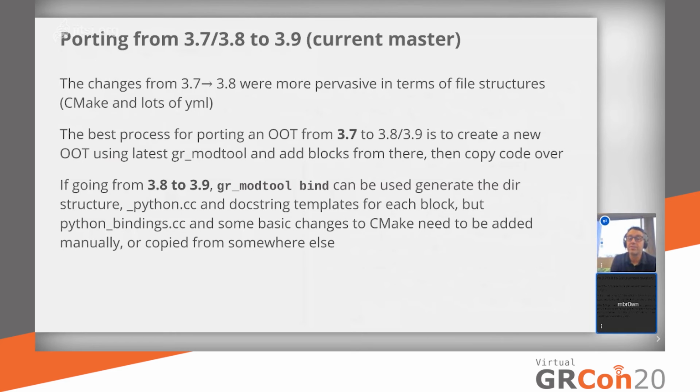Now, if you're going from 3.8 to 3.9, you can stick with your existing out-of-tree module, create a blank one using the 3.9 GR mod tool, and then copy things back into your working out-of-tree module. And there's probably room for improvement here with more automated tools. Again, if folks have ideas, please share. And if you have time to work on them, these would be great improvements to the overall process.